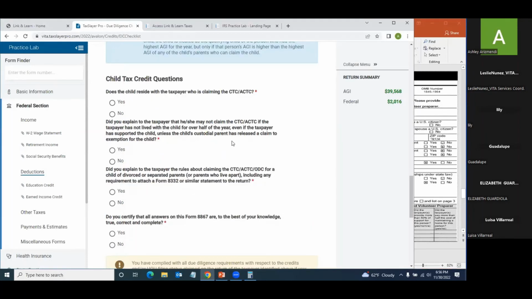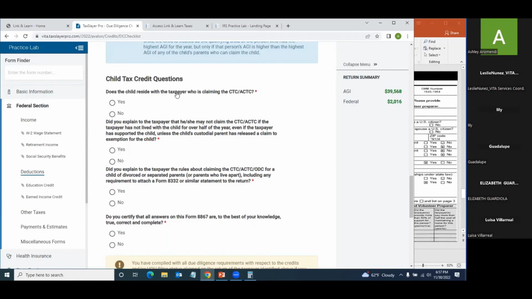So that's how we would fill out these questions. Usually though, on our system, this is just for the practice lab. They ask these questions for due diligence, but on our system, they don't ask these questions. Okay, I got it. But this is just so you're aware and you can explain if you have family members and such that need to know what's going on with their tax return.